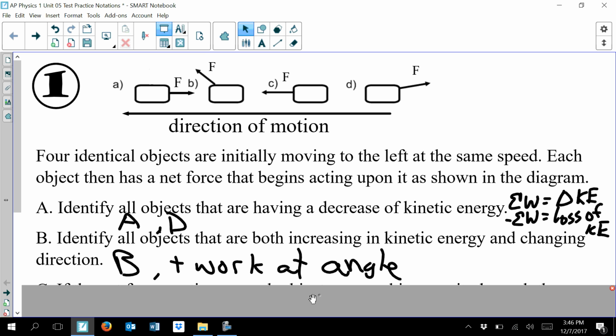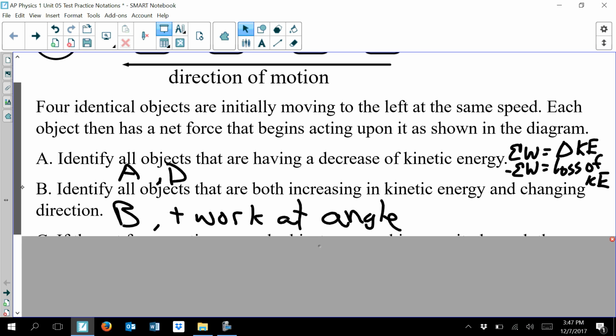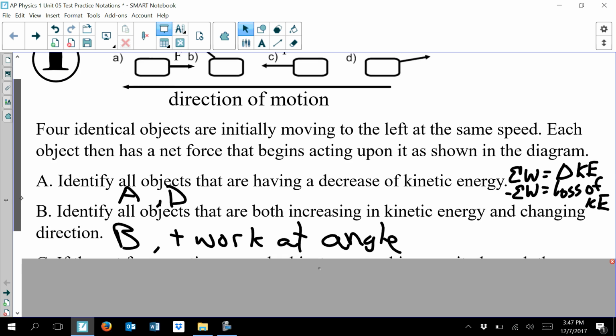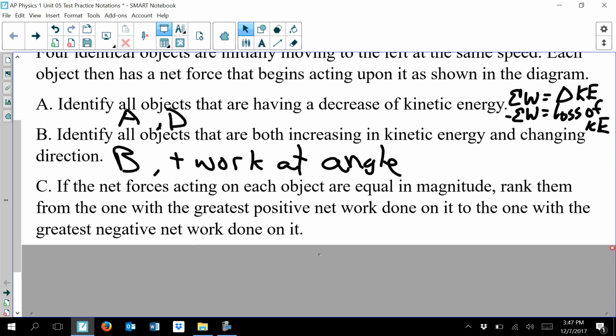All the objects that are both increasing in kinetic energy and changing direction, again, we need a force that is in the same direction, at least somewhat, as the direction of the motion, but we also need it to not just be in the direction of motion. Letter C, that force and the direction of the motion are parallel to each other. They have a 0-degree angle between them, which means that it's just going to accelerate by speeding up, whereas letter B has a positive work that is at an angle. It will have some change in direction to it.